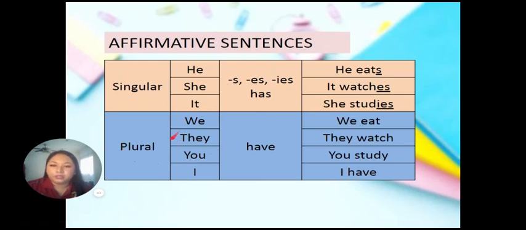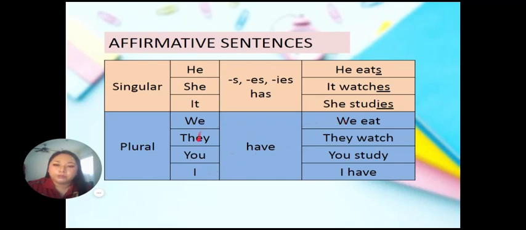Okay, we have we and they. Although you and I are actually single, but we put it together with the group of plural. Why? Because we have the same rules with we and they. So if we use we, they, you, and I, we use have. Okay, I have. Saya ada. Saya mempunyai. So we use have.